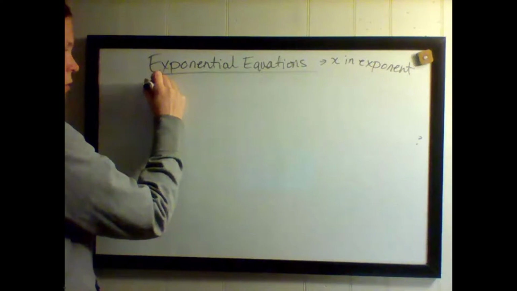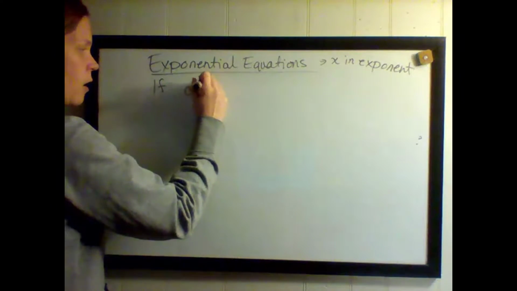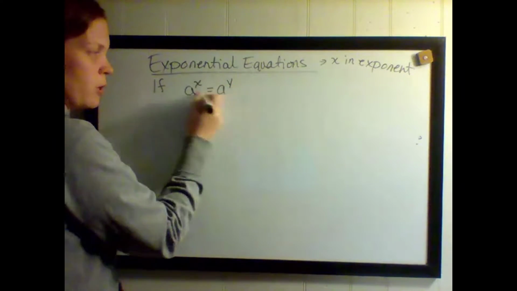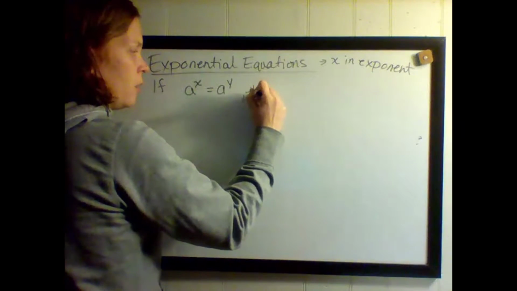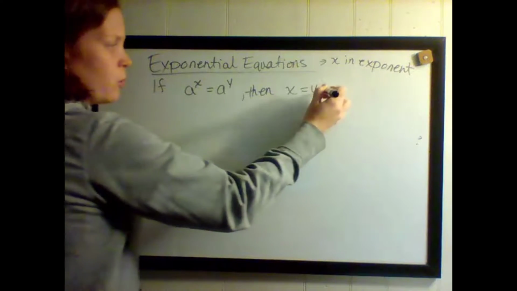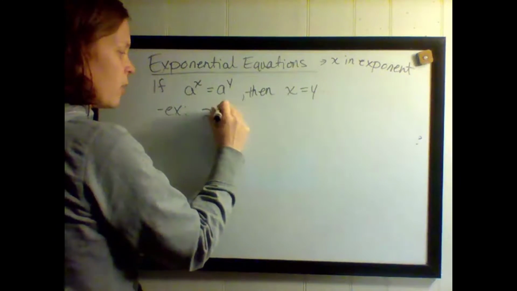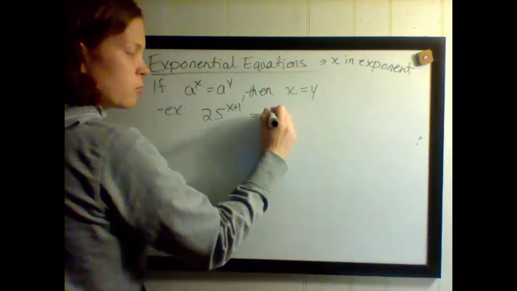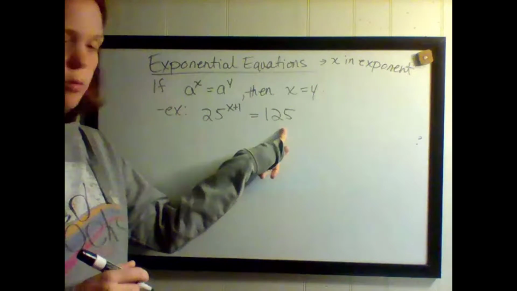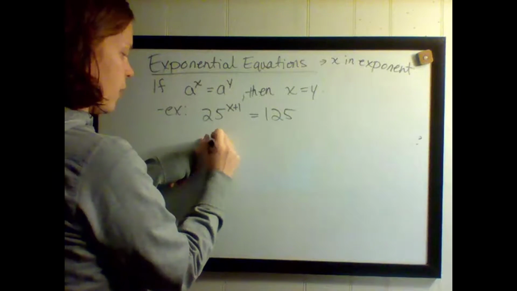First of all, I'll give you a rule: if we have that a to the x power equals a to the y power, so that means we have the same base, then x would have to equal y. This is only going to work if we can get the same base. For example, if I have 25 to the x plus 1 power equals 125, looking at the bases, 25 and 125, they're not the same right now, but we can get both of these to be 5 as a base.